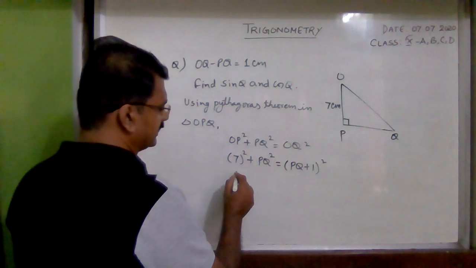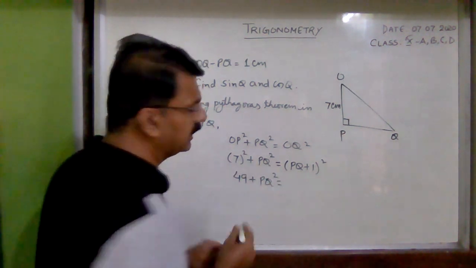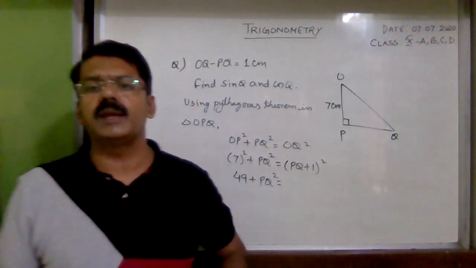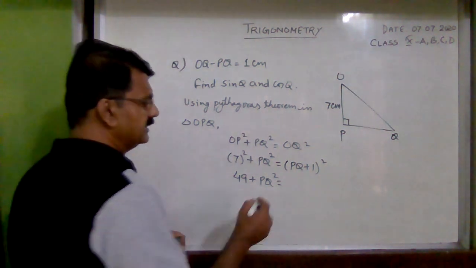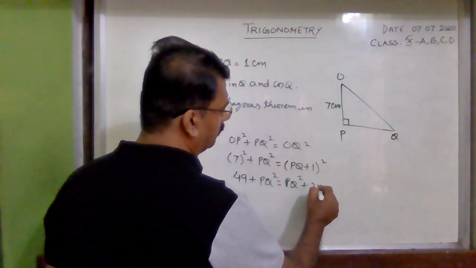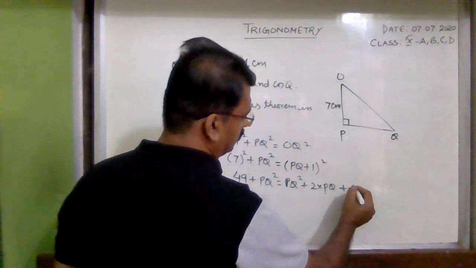Okay? Now 7 square is 49 plus PQ square is equal to, now here we will apply the formula a plus b whole square. All of you know a plus b whole square is a square plus 2ab plus b square. Means PQ square plus 2 into PQ into 1 plus 1 square, that is 1.